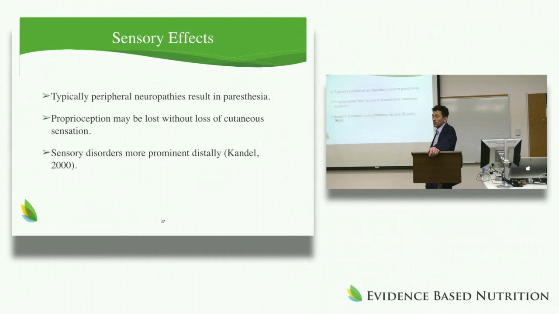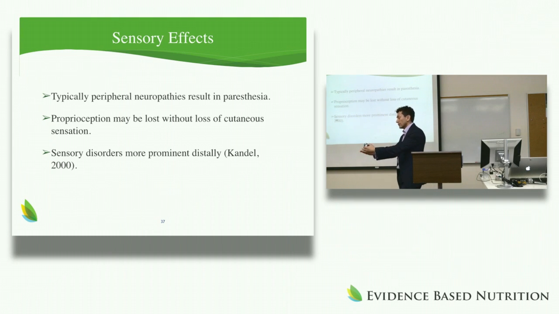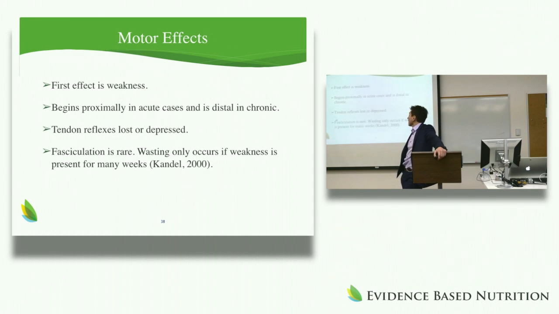So they have sensory and motor effects. The sensory effects are usually paresthesia. Proprioception can be lost. The sensory effects usually begin distally. That's because of how far away the distal portion of the nerve is from the cell body, which means you're going to have more trouble with axonal transport of metabolites and proteins.